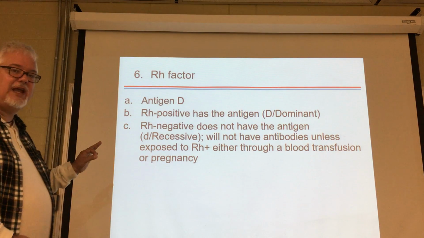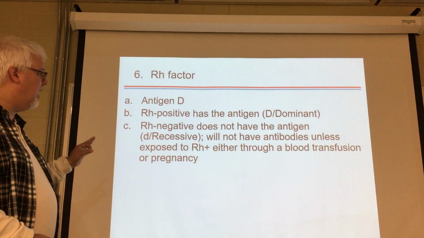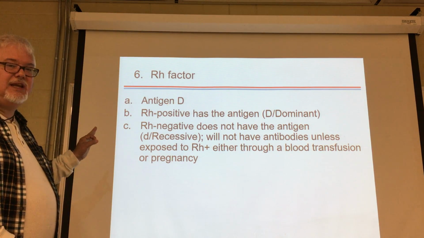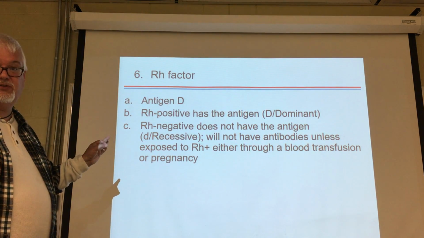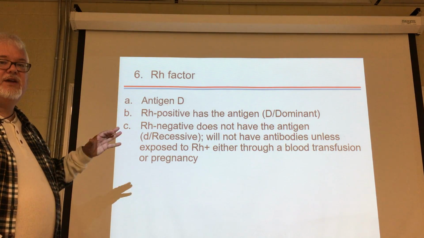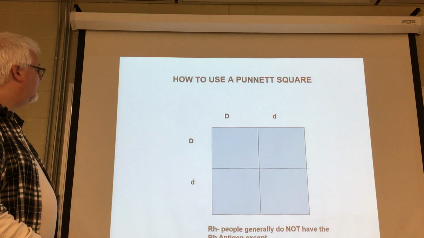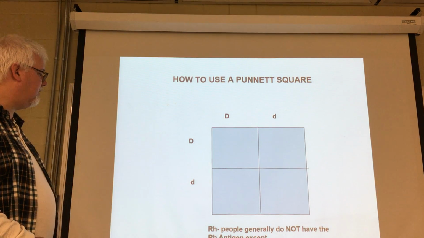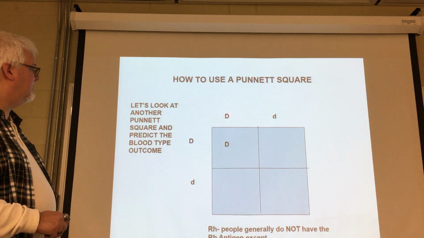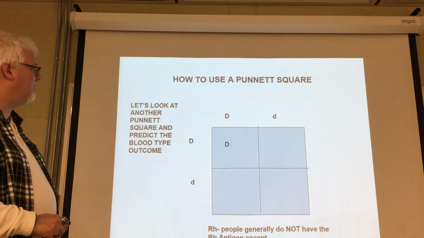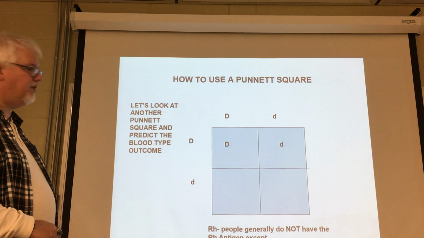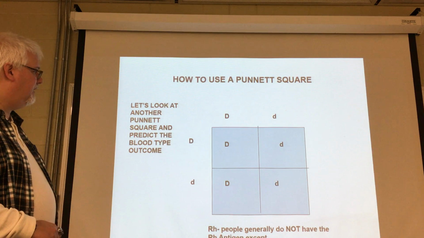But let's look at this additional level of complexity for blood typing. So this is completely independent of the ABO system. This is simply saying if you have or don't have the D antigen. So looking at our Punnett square, we've got a positive mother and a positive father, but they are both heterozygotes.